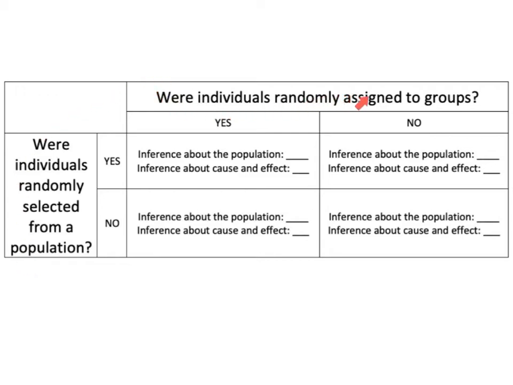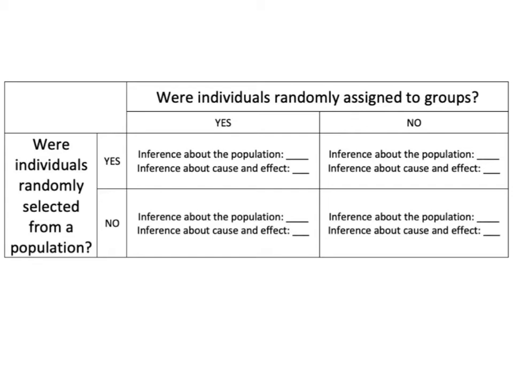Were the individuals randomly assigned to groups? If they were, then we can draw conclusions of cause and effect. If they were not, the best we can say is, maybe there was some sort of correlation, or association would be a better word. Correlation should only be used if it is linear.